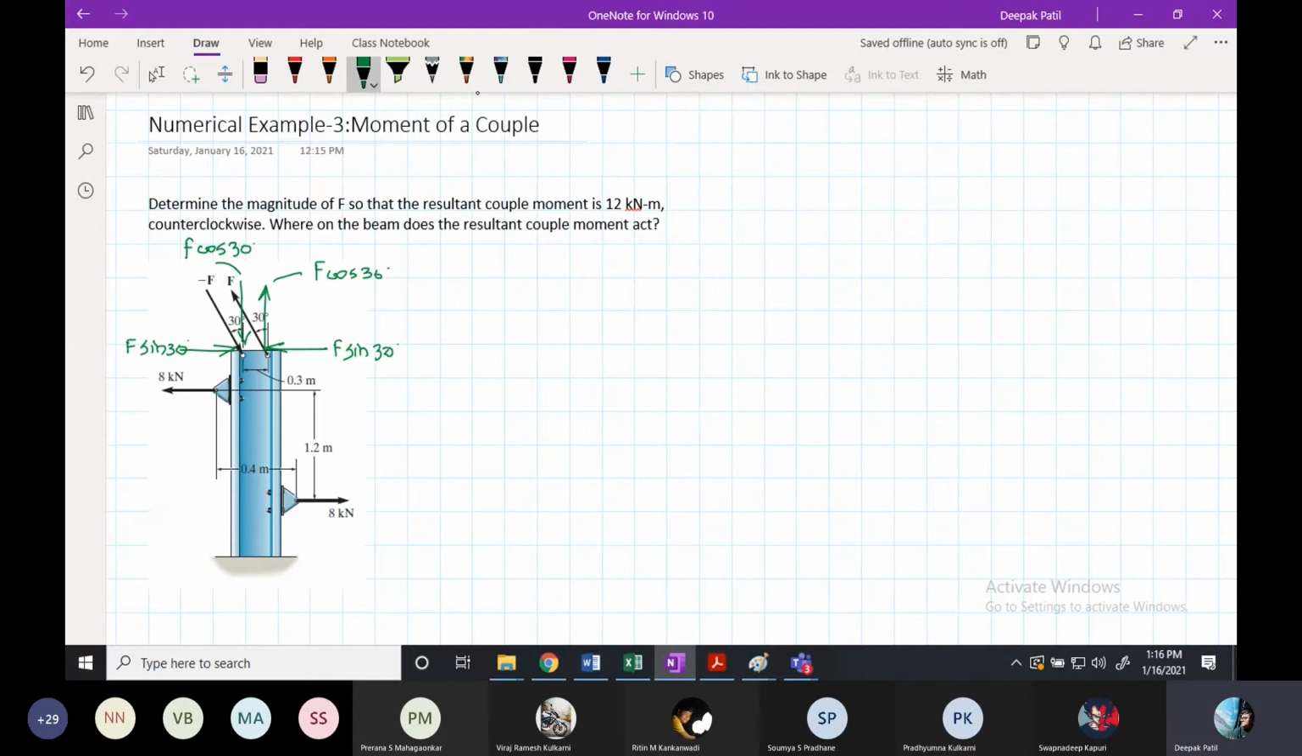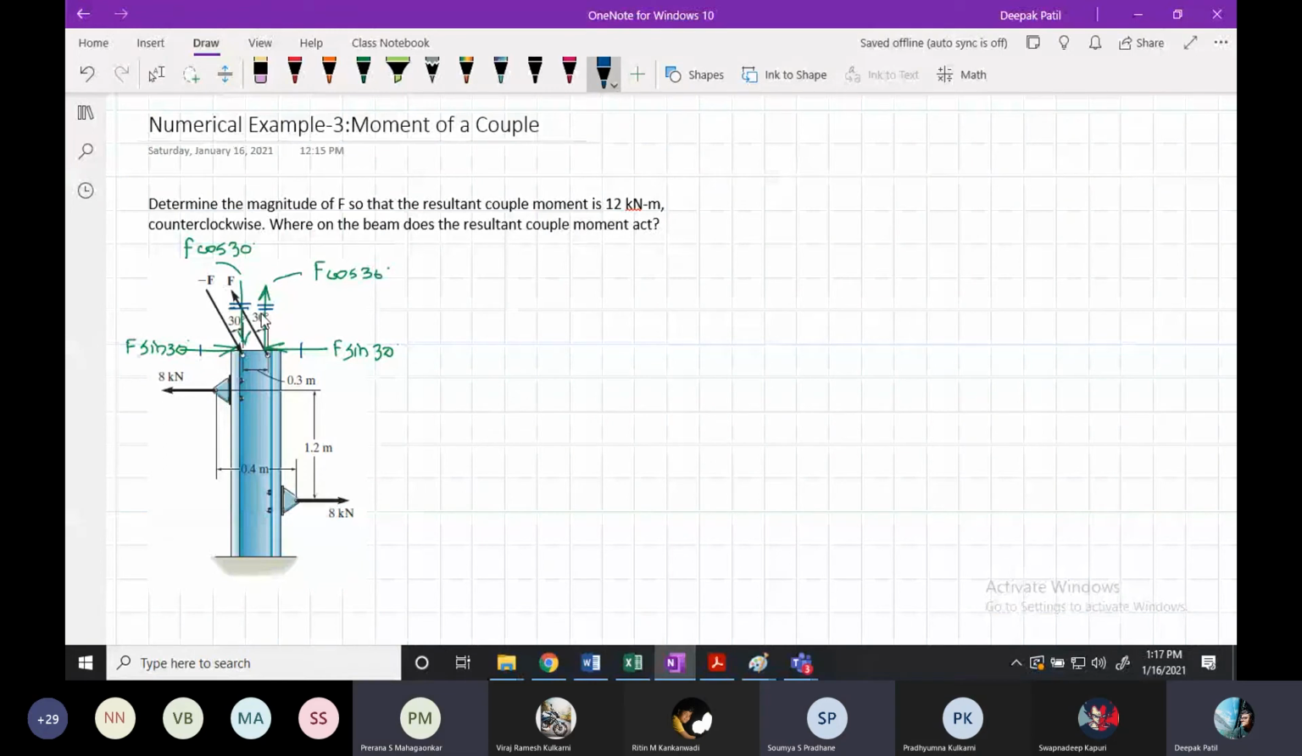Now I want to ask you one question here. I want to ask you which two forces will form a couple. I will give you a choice. Choice one is these two or the second choice is these two. So which choice will form a couple? Second one. Perfect. Why not the first one?